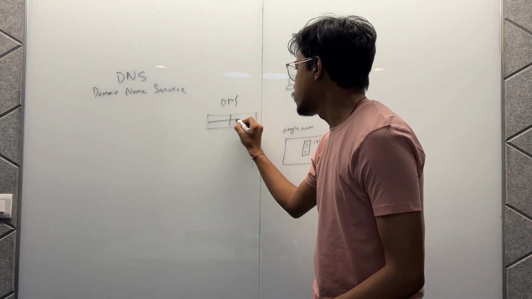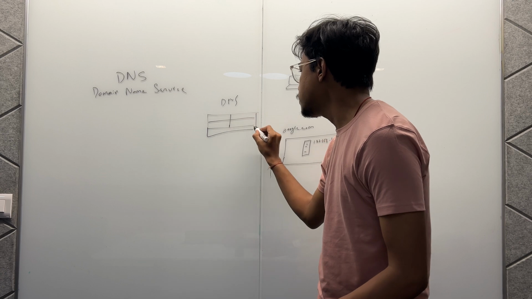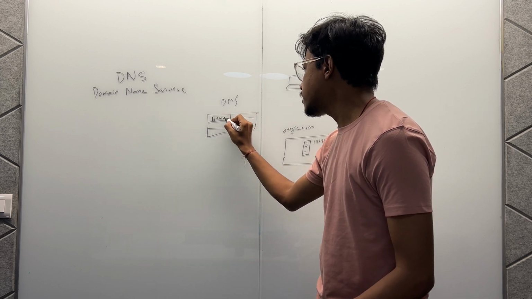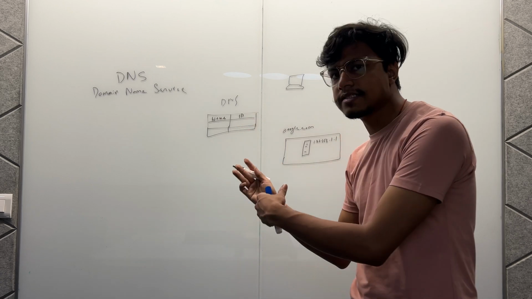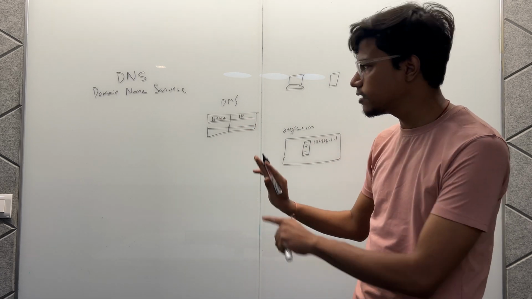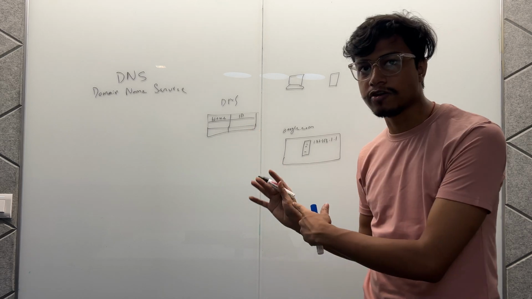It will contain some kind of hash table, with the name of the website against the IP address. This is a very basic explanation I'm giving. It's a little more complex than that. There are multiple records, A records, CNAME records, but this is the simple form I'm trying to explain.